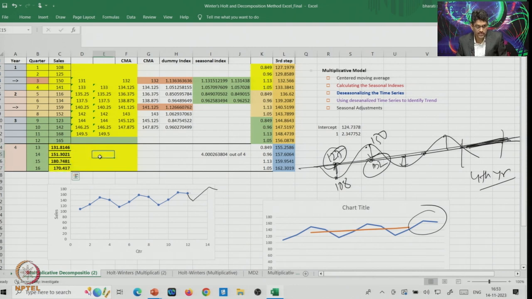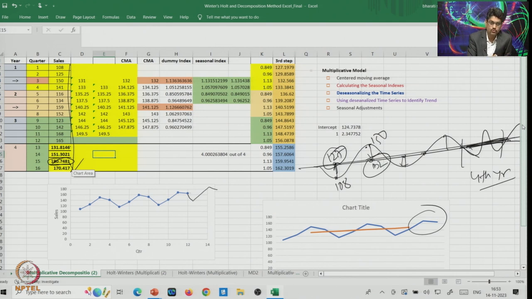This confirms that your seasonality is also maintained. Look at the third quarter value, 180, which is higher than everybody, and the fourth quarter is again down, and the first quarter is down. It is following the trend, and it is following the seasonality also. So you will get the forecast like this. This is the decomposition method. It is easier to understand.